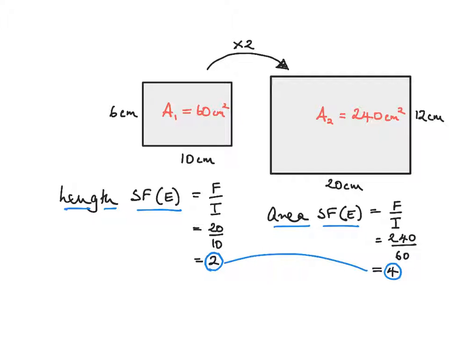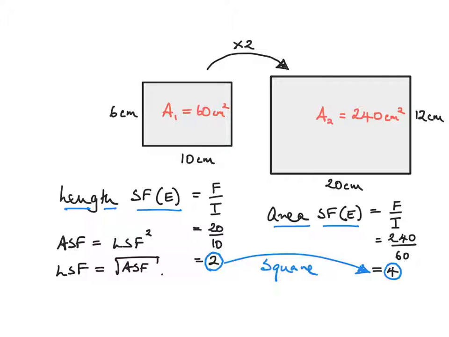How do we get from 2 to 4? Well, I suppose we could multiply by 2, but that's not the correct answer. The correct answer is that we square 2. It has the same effect with the number 2, but not with other numbers. So, what do I want to state? I want to state that the area scale factor is the length scale factor squared. And we can also state that the length scale factor is the square root of the area scale factor. And we're going to be using both of those formulae in the following videos.